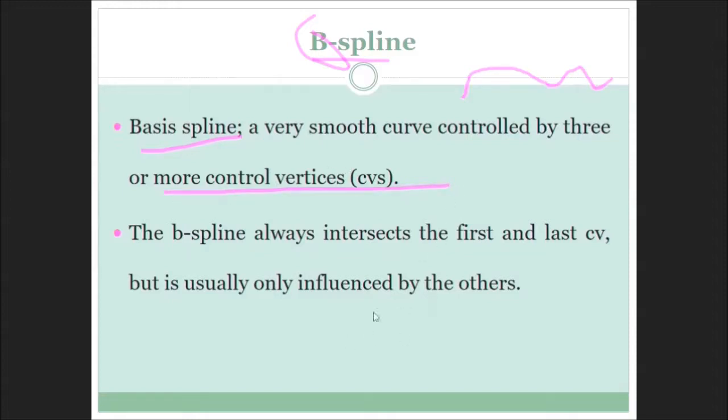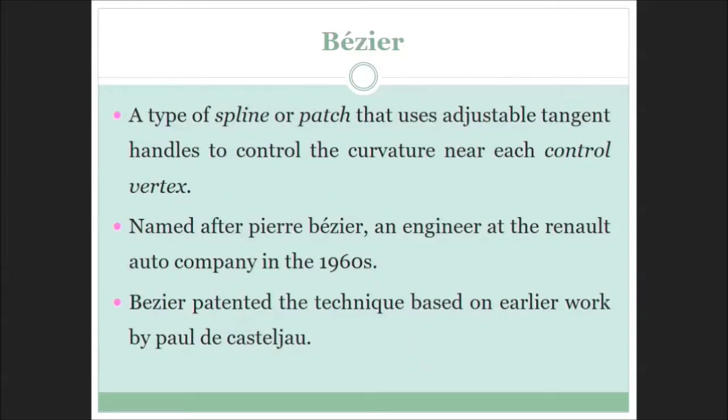So this is a curve, you have 3 vertices, right? And this particular B-spline is a very smooth curve, but it is controlled by 3 vertices. So the B-spline always intersects the first and last control vertices, but is usually not influenced by the others, right? This is B-spline. Bezier, this type of spline or patch that uses adjustable tangent handles to control the curvature near each control vertex, right?